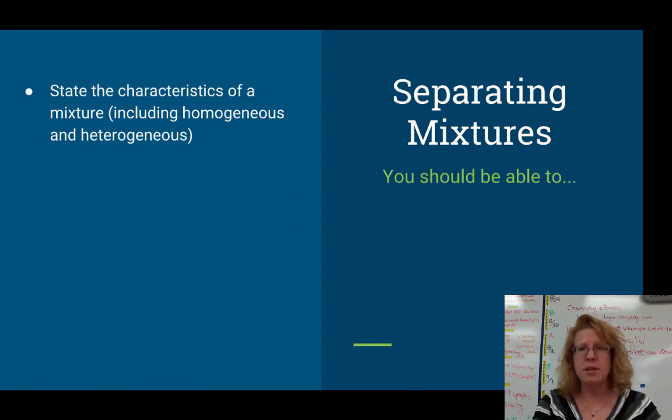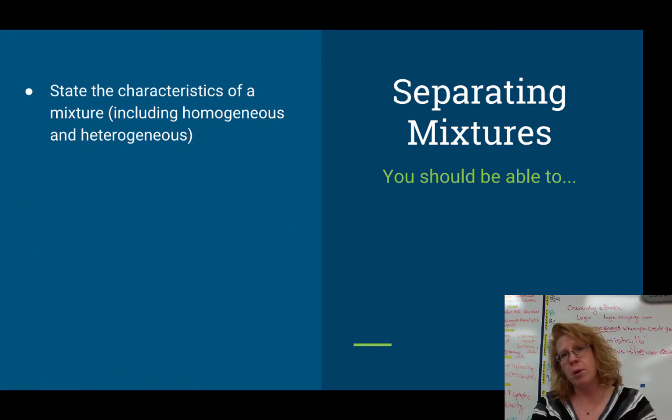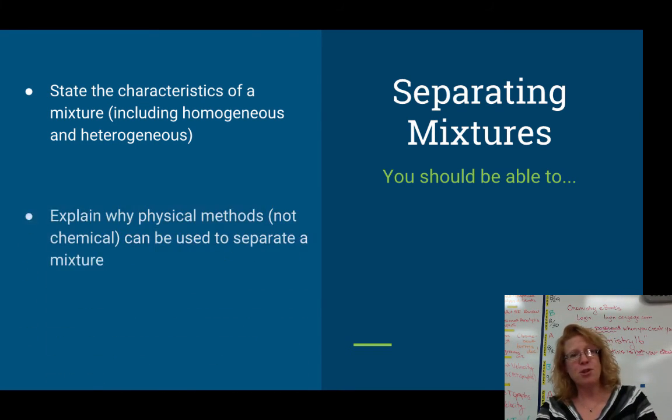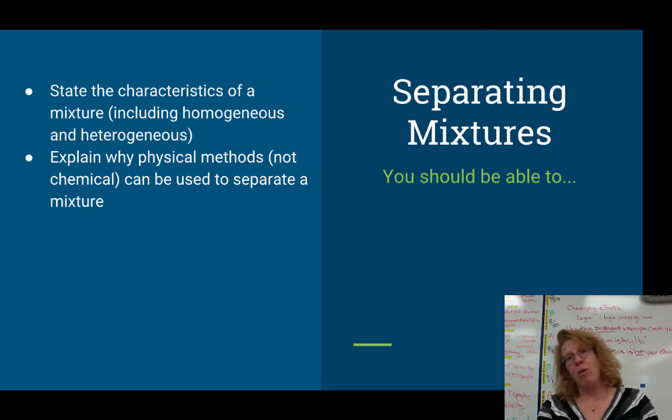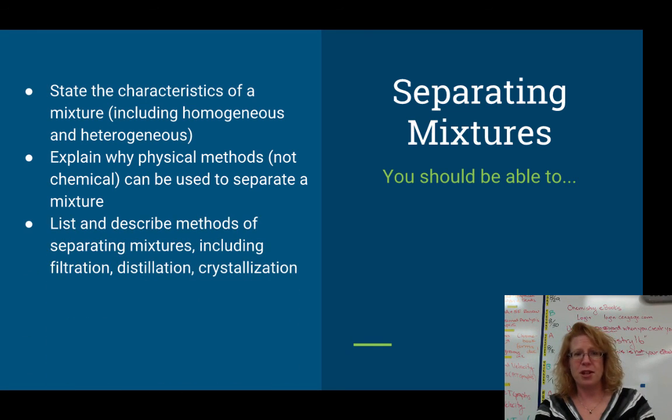So there are some easy ones and some more complex ones. Number one, by way of review, you should be able to state the characteristics of a mixture. Is it homogeneous or heterogeneous? What are the phases that are present? You should be able to explain why physical methods versus chemical can be used. And again, remember, we're only mixing them together physically, so we should be able to separate them physically. Sometimes it's really easy, like pick out all the red ones, or sometimes you have to do some fancier stuff.